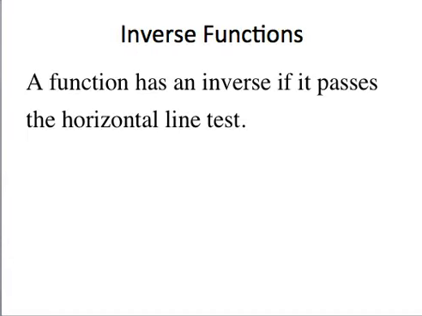So we take a look at inverse functions. We have to remember that a function has to pass the horizontal line test. When we create an inverse, x becomes y and y becomes x. For that to work, the original must pass a horizontal line test. So a function will only have an inverse if it passes the horizontal line test. That is, a horizontal line cuts it in at most one point.